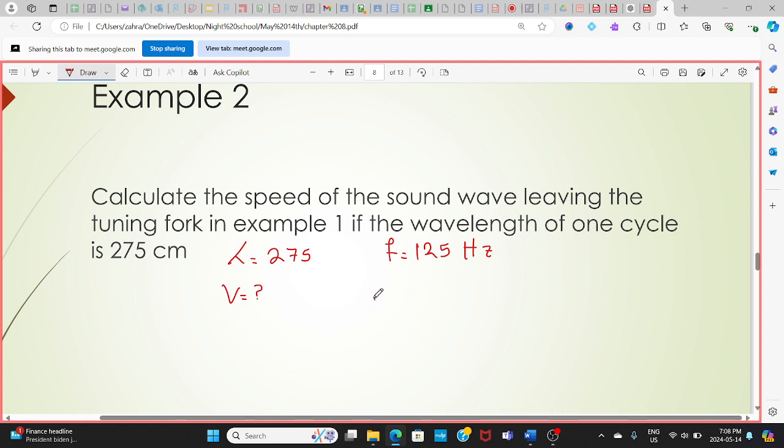You need to use the universal wave equation, which is f lambda. It's going to be 2 multiplied by 275. 550 meters per second. Any questions?